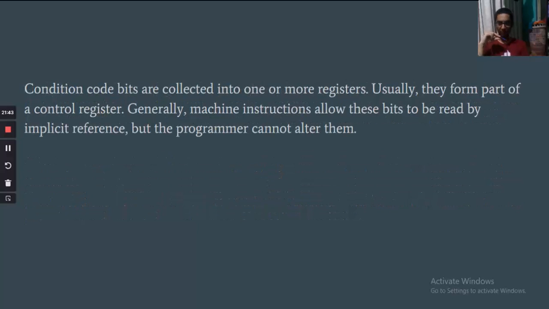Let's look into this later. Condition code bits are collected into one or more registers. Usually they form part of a control register. Generally, machine instructions allow these bits to be read by implicit reference, but the programmer cannot alter them.